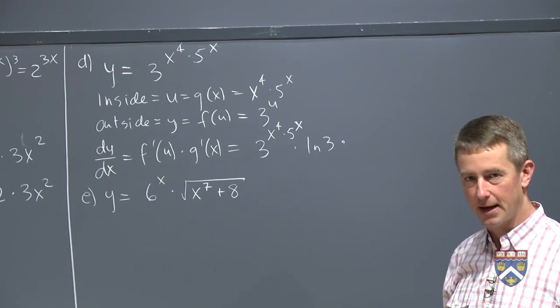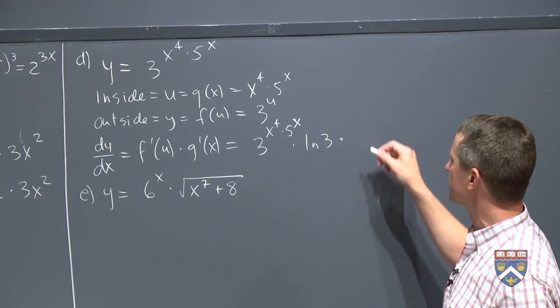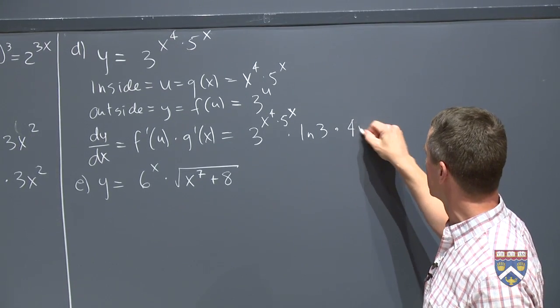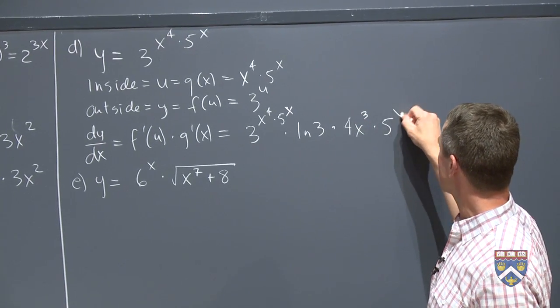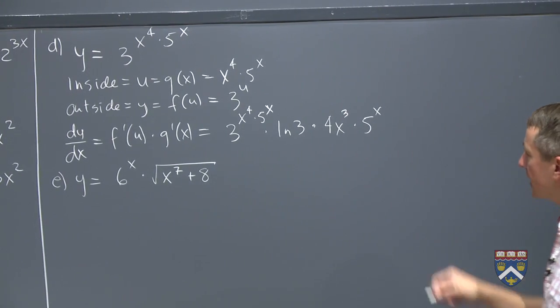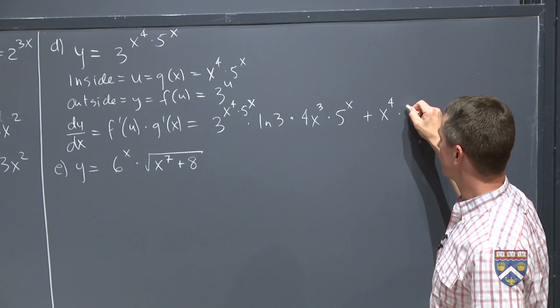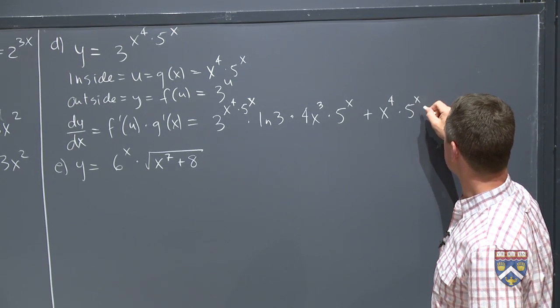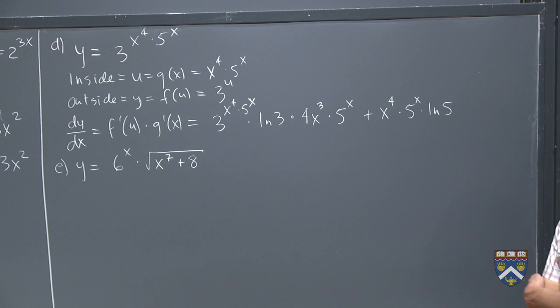And remember, the order doesn't matter for the product rule, so you might write this in a different order than I'm going to do. I'm going to take the derivative of the first one first, so 4x cubed, and then multiply that by the second piece, 5 to the x. And then leave the first piece alone, x to the 4th, and take the derivative of the second piece, for which we need our exponent rule, 5 to the x ln 5.